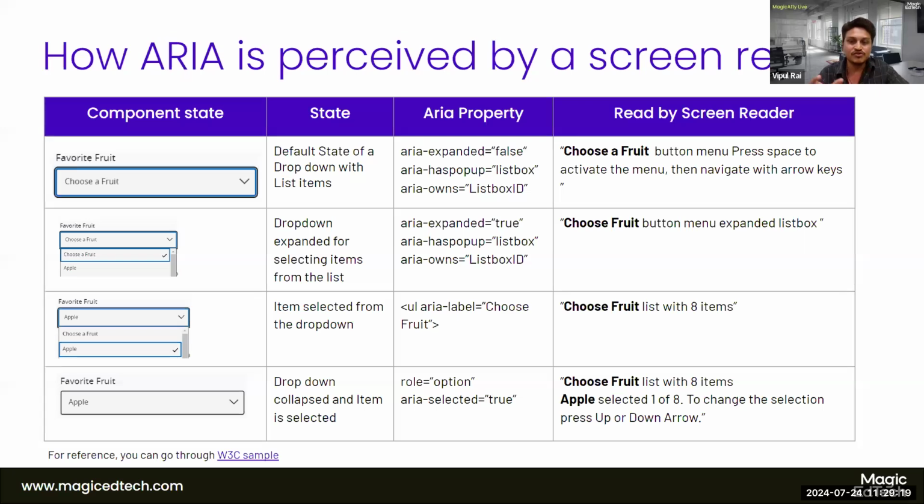It is choose fruit list with 8 items, apple selected 1 of 8. To change the selection, press up or down arrow key. What happens here is the user gets to know that there are a number of items present on the screen and you have selected 1 of 8. So this way, the screen reader users perceive the information for all the web elements or interactive elements using ARIA properties. Moving on to the next slide.